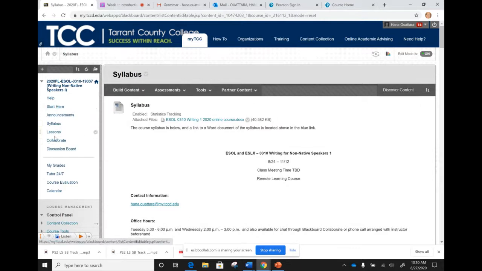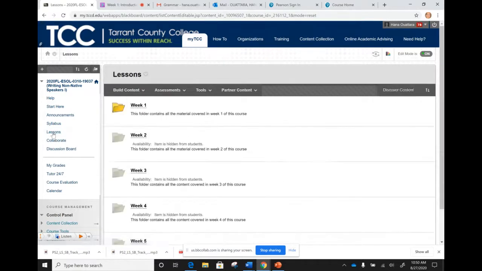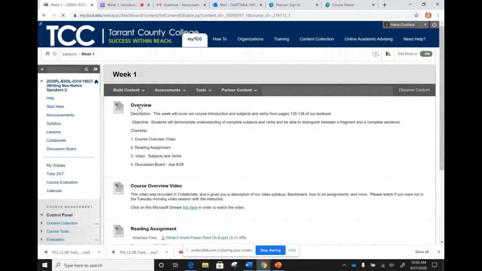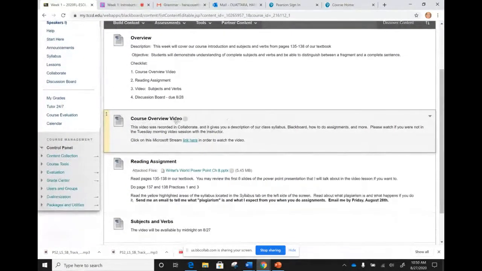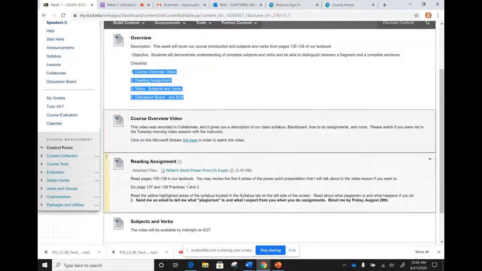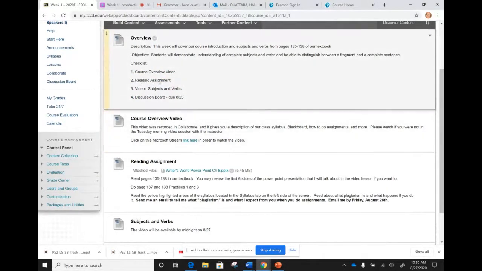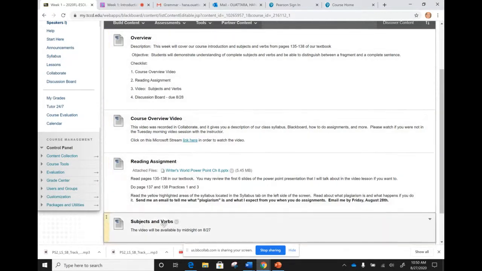But on the left side, Sammy and Lucia, I want you to look at lessons. This is where you go when you are doing your work. This is all the work that you need to do. Okay? So we're going to start at the top. The very first part tells you everything that's inside this whole folder. Course overview video, that's the first thing. Reading assignment, that's the second thing. The video on subjects and verbs, that's the third one. Today we're doing that video. This is the video we just did.